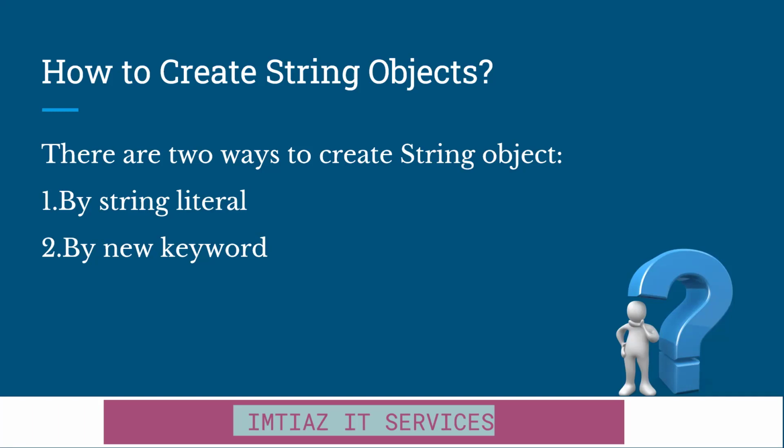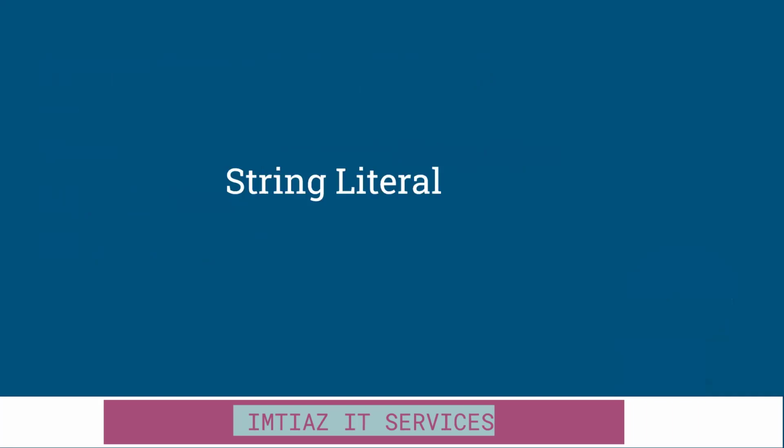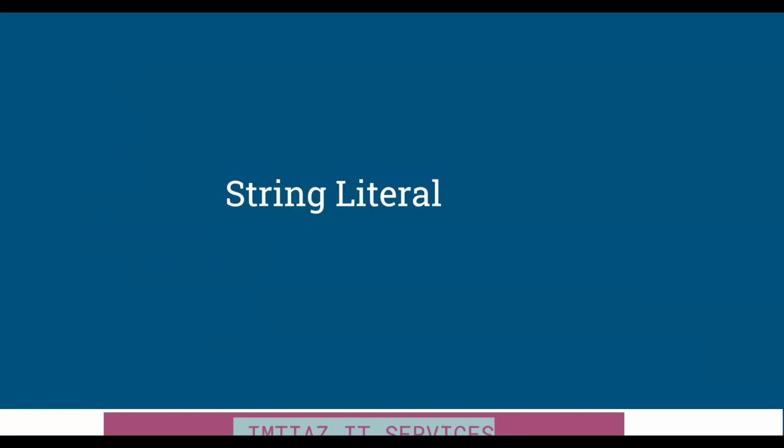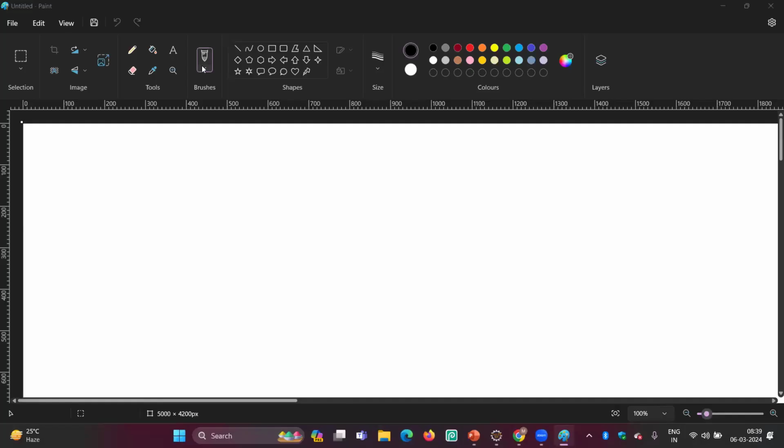Now we'll try to understand what exactly a literal is and what exactly the new keyword is, slowly one after the other. The first thing is the string literal. First, you need to understand what we mean by literal. Let me make you understand by sharing the paint. Let me open the paint, guys. I hope you can see the paint, right?